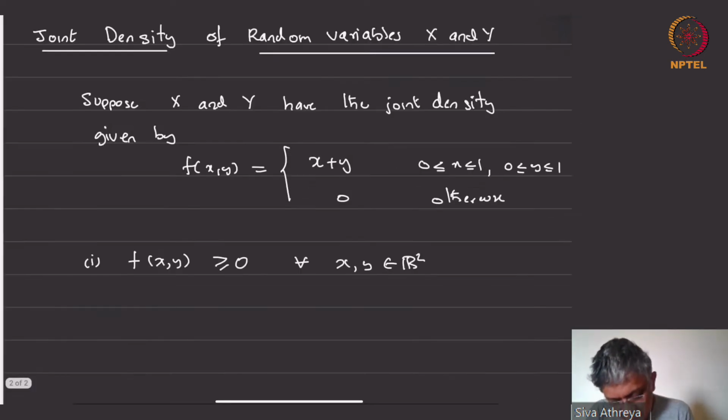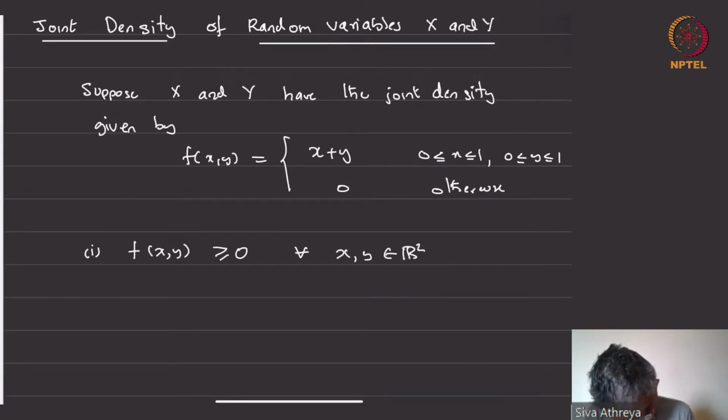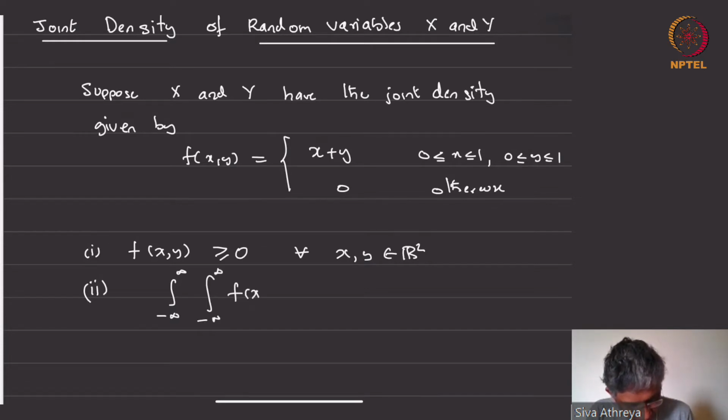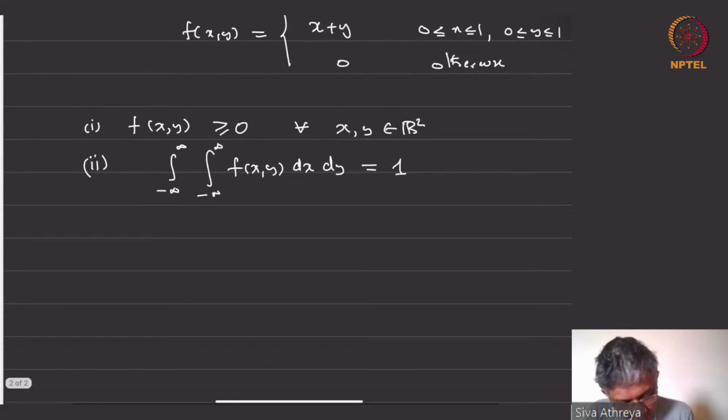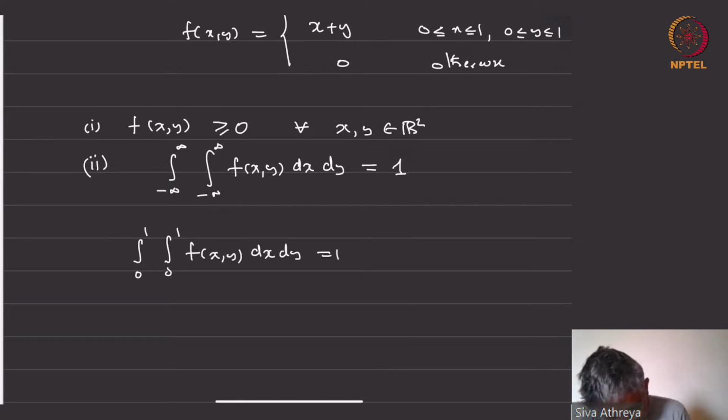I used the word density function before verifying it, but I'm going to verify it's a legitimate density function. The second thing I want to verify is that the integral from minus infinity to infinity of f of x comma y dx dy is equal to 1. This we have to verify. So why is this true? Let's verify it slowly. The function is 0 outside the unit square, so this reduces to verifying only that the integral from 0 to 1 of f of x comma y dx dy is 1.